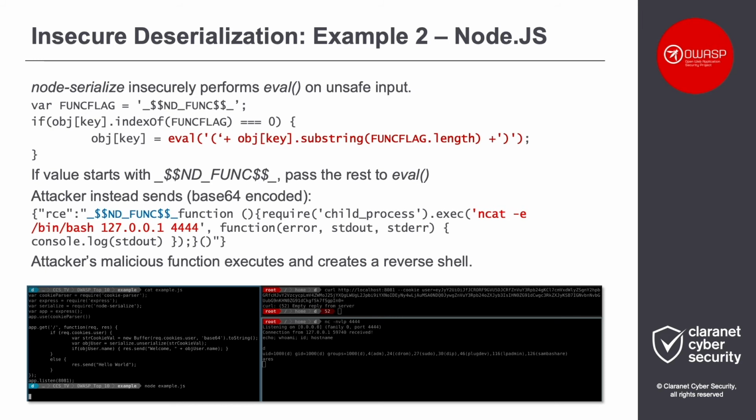In the bottom screenshots, we can see on the left the example application actually being invoked. We can see on the top right the malicious request from the attacker which has the malicious cookie, and we can see on the bottom right the reverse shell being gained and executing commands successfully.